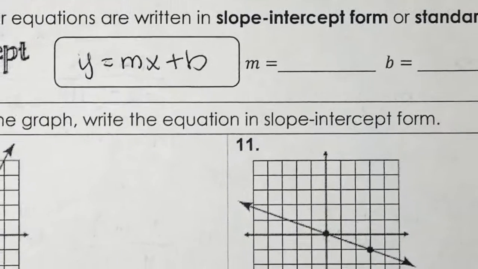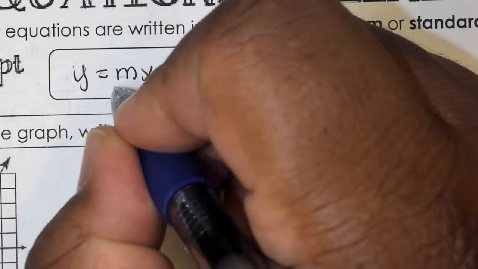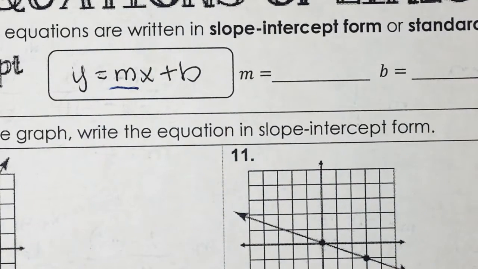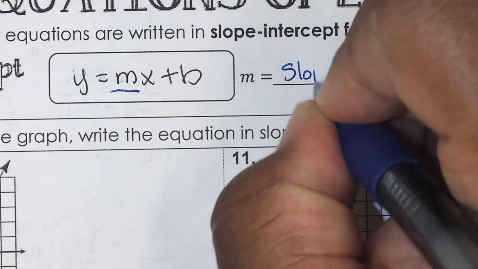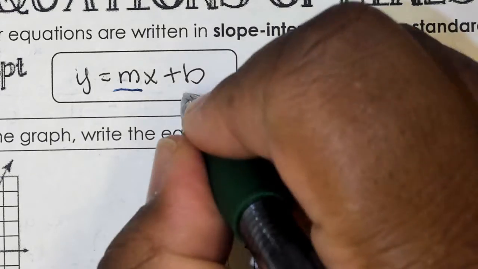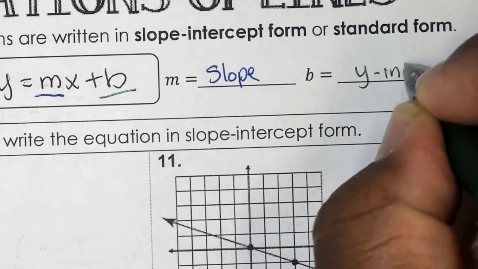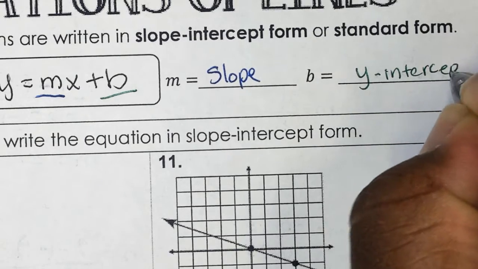Well, shout out to D'Angelico. Y equals MX plus B. Mike, I'm not done with you, though. What's M in the equation? M is the slope. And the B? Oh yeah, y-intercept.